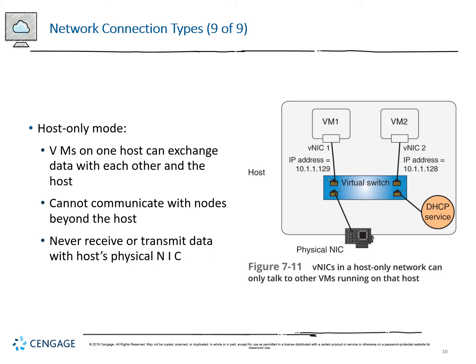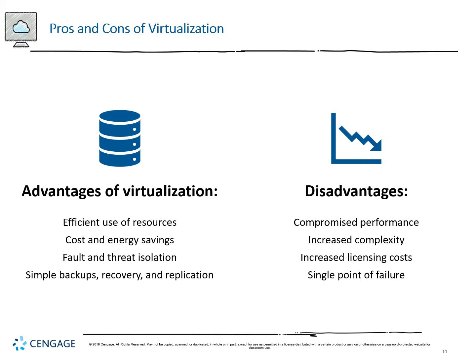So this would be more so if you just wanted to create a virtual network inside of the VM itself, or the VM host rather. So in this case, VM1 can communicate with VM2 as well as the host, but nothing in the physical NIC. So let's look at some advantages and disadvantages, pro and con it a little bit.